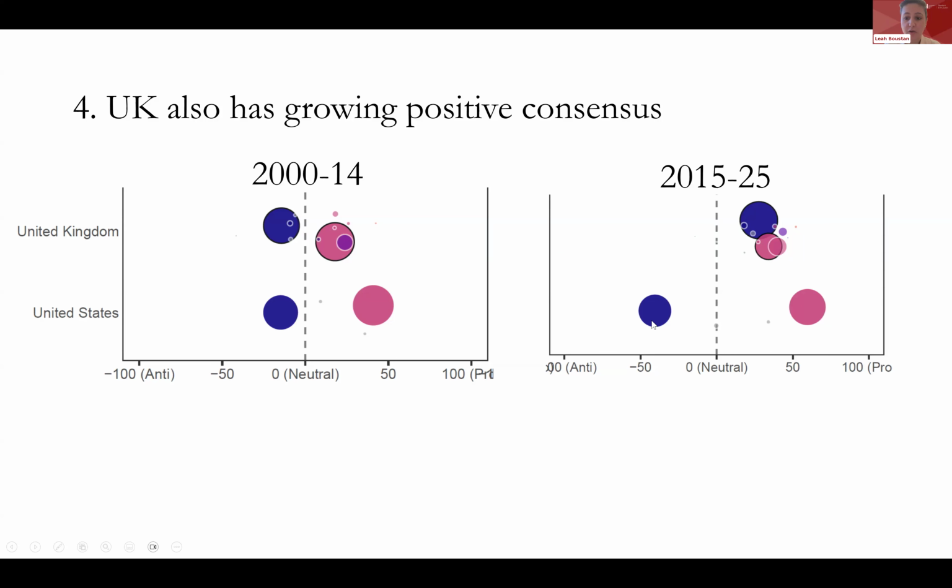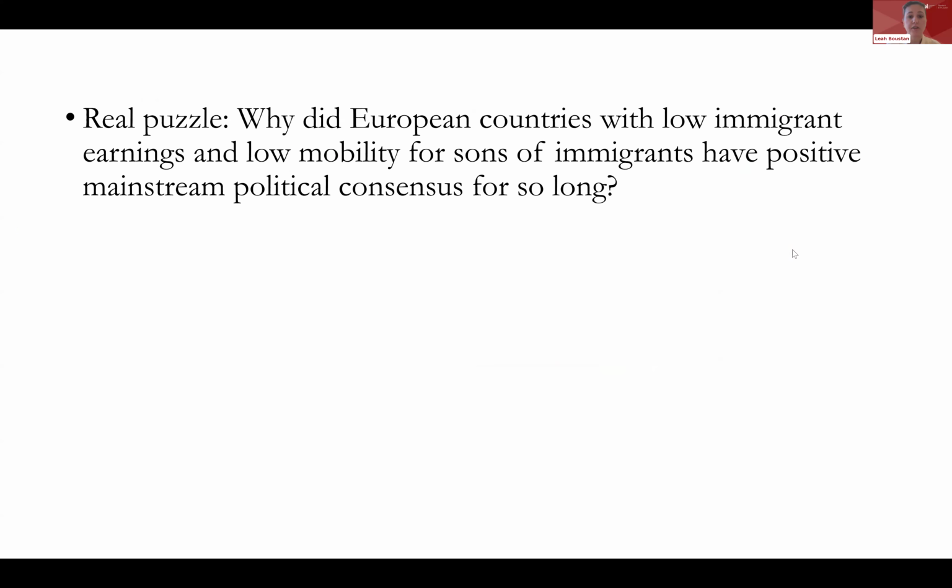Here we can see that in the US, of course, there's polarization between Republicans and Democrats, but as I just mentioned, the anti-immigration speeches that Republicans give are not talking about economic or labor issues. So the real puzzle, as I see it, is not that the US has negative immigration politics. In fact, there's a number of ways in which immigration politics in the US is quite positive. But the real puzzle is why did European countries that had low immigrant earnings and low mobility for the sons of immigrants have such a strong positive mainstream political consensus on immigration for so long?